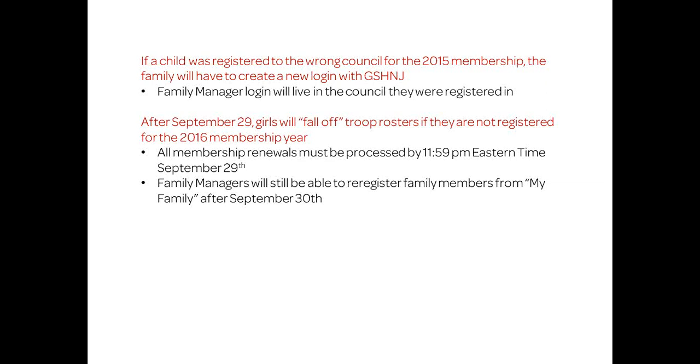And after September 29th, when a troop leader goes in, they might think that their girls have fallen off their roster for the 2016 membership year. If a girl has not been registered yet for the 2016 membership year as of September 29th, then her membership is over. Your membership is valid through September 30th. So when your troop leader logs in, that renewal is still waiting for that girl in the troop, just waiting for the family to go in and purchase it, but a family manager will have to purchase that membership after September 29th for that girl.